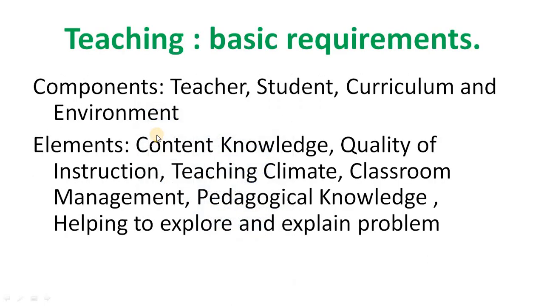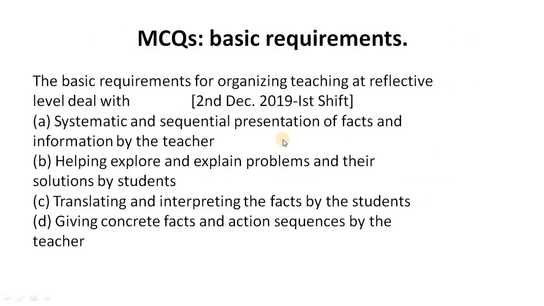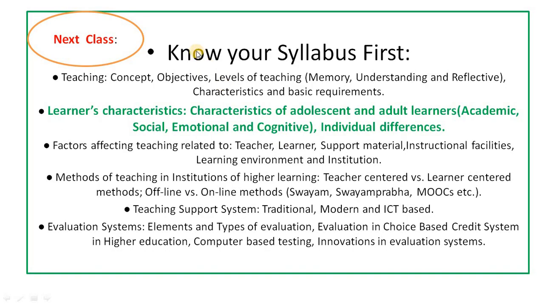Okay, just try to remember that there are 4 components of teaching: teacher, students, curriculum, and environment. Elements of teaching will be all those things, and there can be some questions like that. Okay, so the next class will be about learner characteristics of adolescents and adult learners. Academic, social, emotional, and cognitive individual differences also will be there. Okay, so stay tuned for the next class.